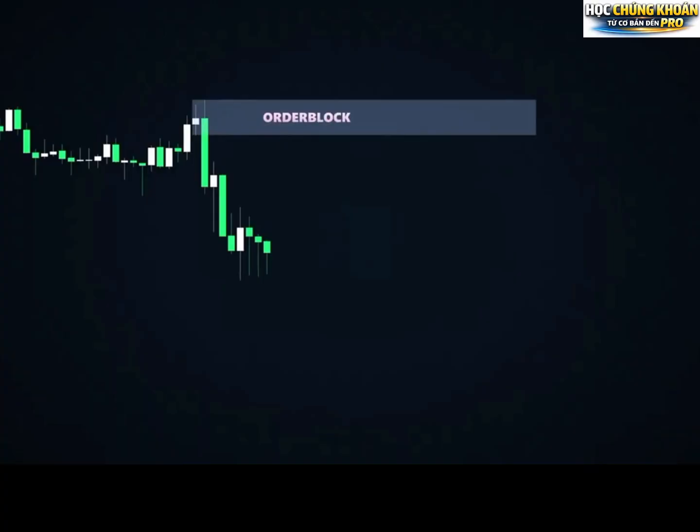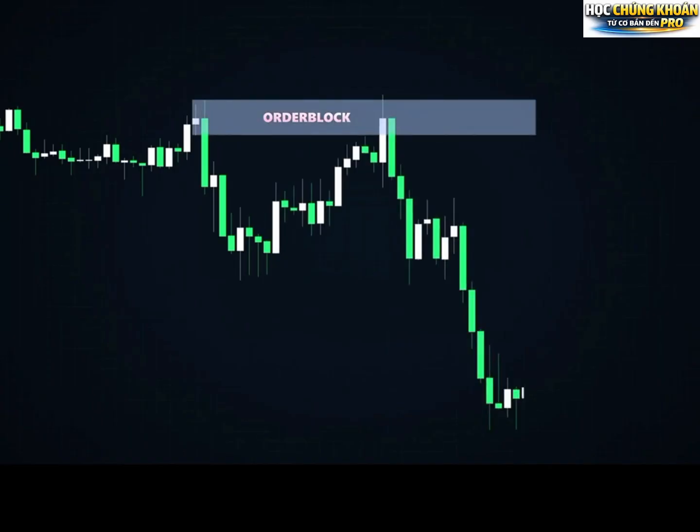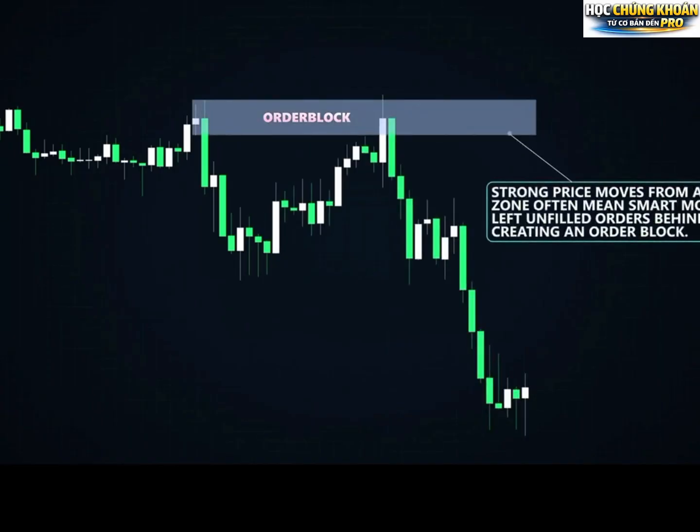Order blocks only work because of how institutions place their orders. They don't just enter all at once, they scale in over time. When the price moves aggressively from a zone, it's often because smart money left unfilled orders behind. That's what makes it an order block.